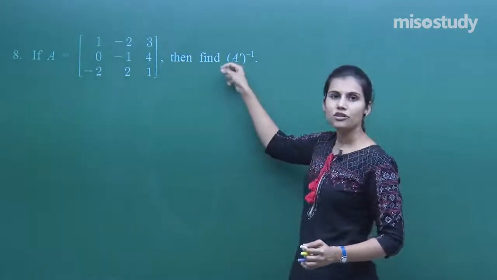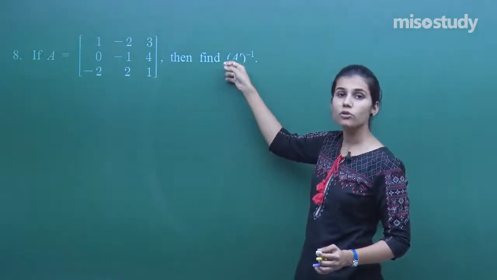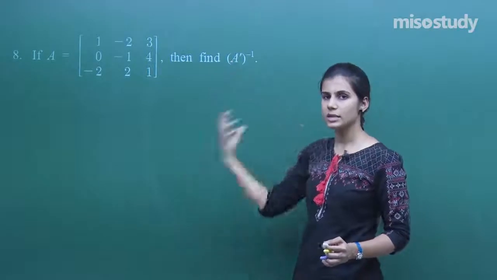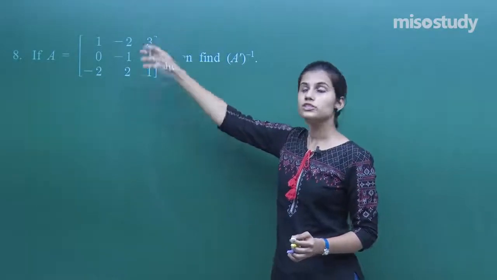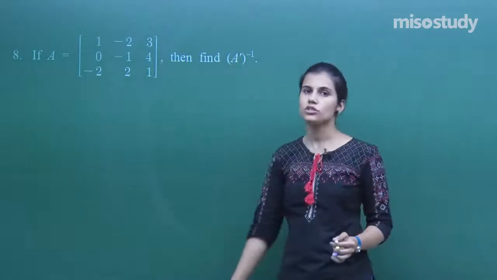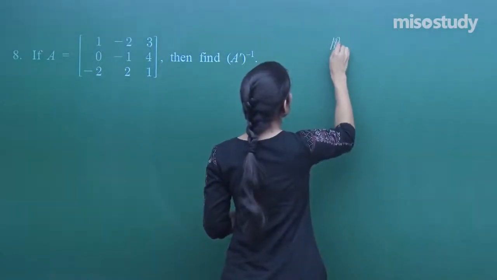Until and unless the determinant of A transpose is not equal to 0, I cannot talk about the existence of its inverse, and I know that the determinant of A transpose is the same as the determinant of A. So I will have to compute the determinant of A to ensure that the determinant of A transpose is not equal to 0. If A is this, what is the determinant of A?